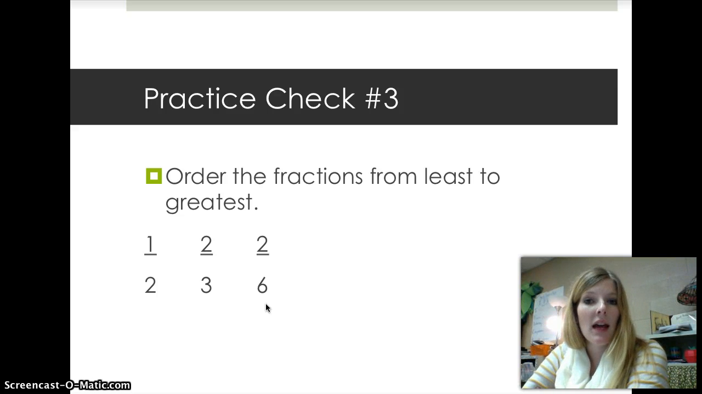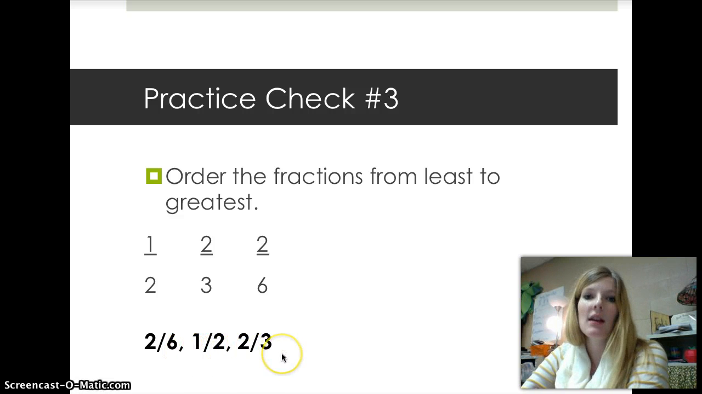If you're not ready yet, pause. I'm going to move on and give you the answers. Okay, from least to greatest, the fractions go from 2/6 to 1/2 to 2/3. So hopefully you got that one correct. If not, you need to go back, watch the example problem again, or write down your questions for me in your math notebook so I know specifically how I can help you.